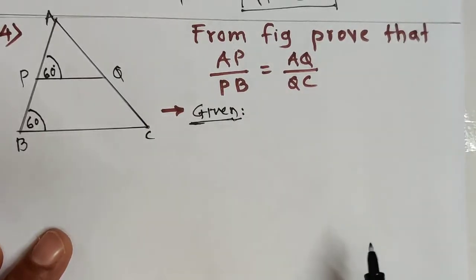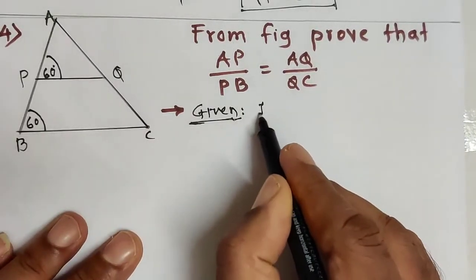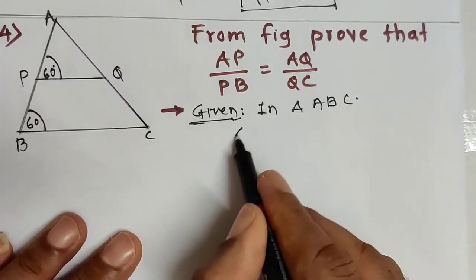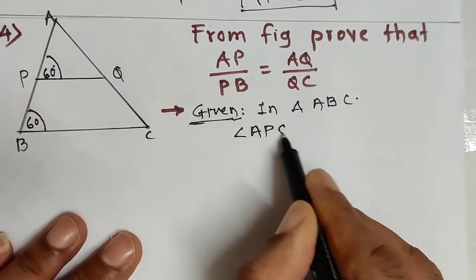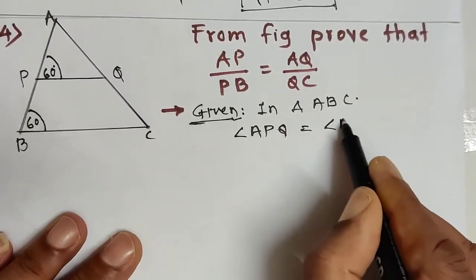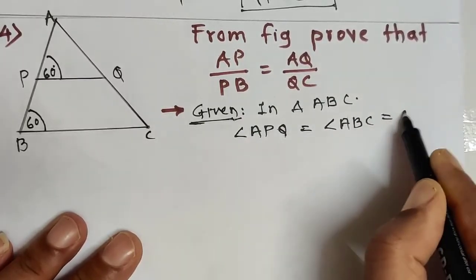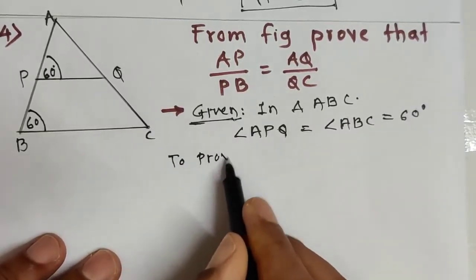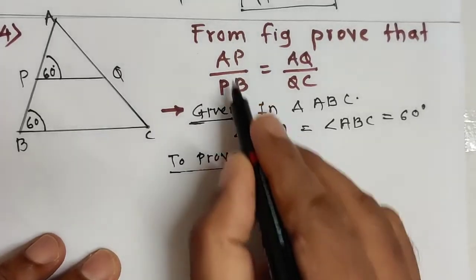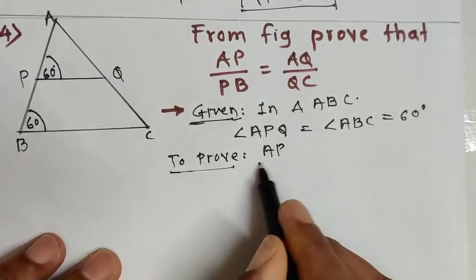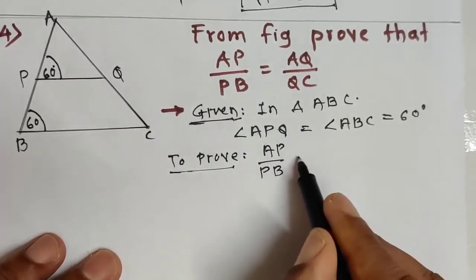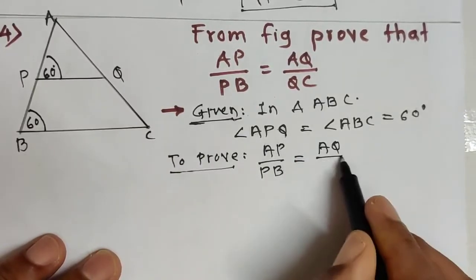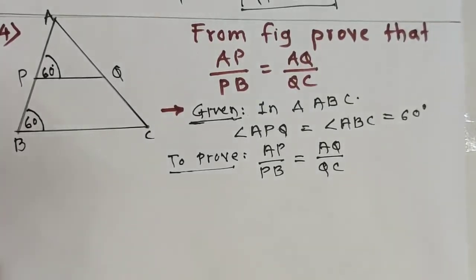Whenever we have to prove or show something, we have to write "Given" first. Given: in triangle ABC, angle APQ is equal to angle ABC, which is equal to 60 degrees. Then what we have to prove? To prove: AP upon PB is equal to AQ upon QC. Now, proof.